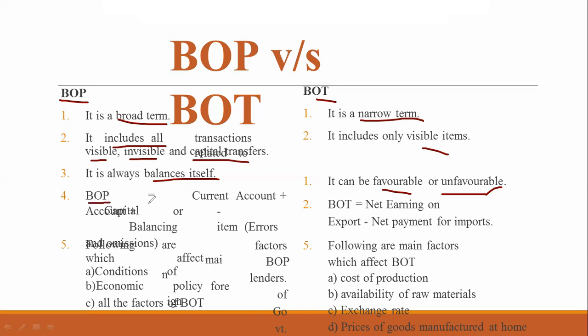What is balance of payments? Current account balance plus capital account balance and adjustment for errors. Okay, so we will get the balance of payment. And balance of trade is, you can calculate, net earnings from export minus net earnings from import of goods. So this is the basic difference between balance of payment and balance of trade.